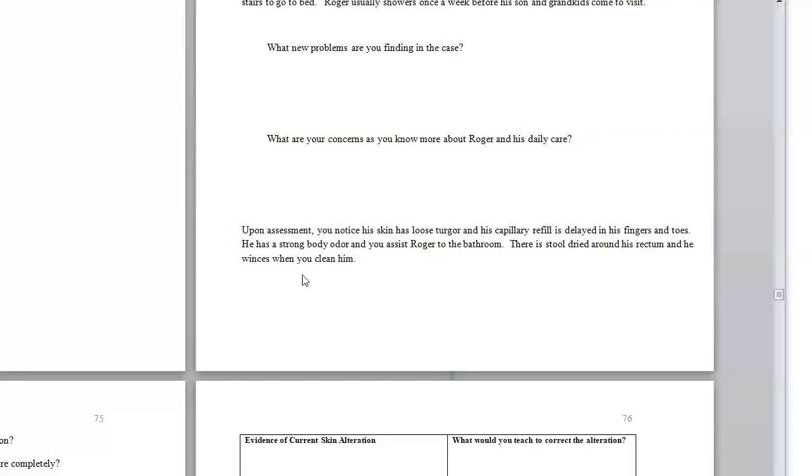So the next question is, what questions would you ask Roger to explore this problem more completely? We know that his circulation is sluggish, being that his capillary refill is delayed. Are the nails forming well? What is the color of the nail beds? And are his hands typically cold? We do not know Roger's race, so please discuss variations with light and dark skin. And I think I talked about that in the lecture about tissue integrity.